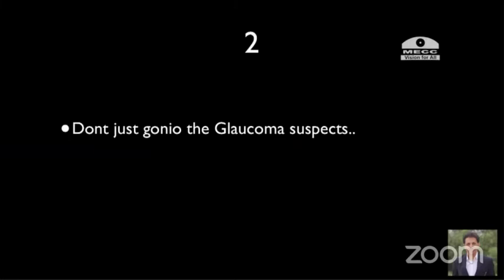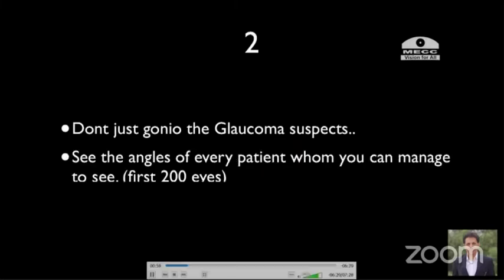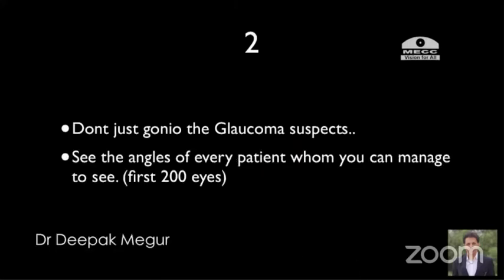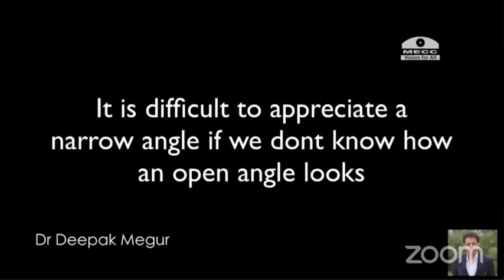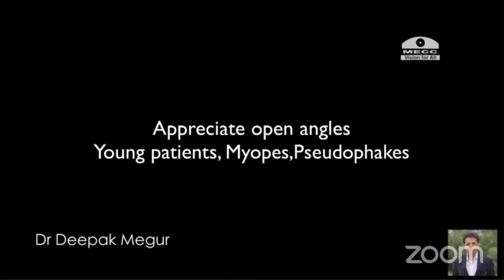Tip number 2. Don't just gonio the glaucoma suspects. A beginner should see the angles of every patient whom we can manage to see. The first 200 eyes are mandatory to get some idea of the angle structures. It's difficult to appreciate a narrow angle if we don't know how an open angle looks like. So the take-home message is to have a look at the angles of young patients, myopes and pseudophakics to appreciate these wide open angles.